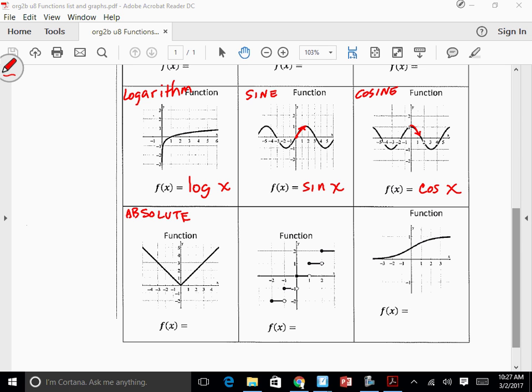Absolute value function. And like Sam was trying to say, those 2 bars, which is kind of interesting how they would choose that, mean anything you take out of it, for all the work inside, you want the positive version of it.